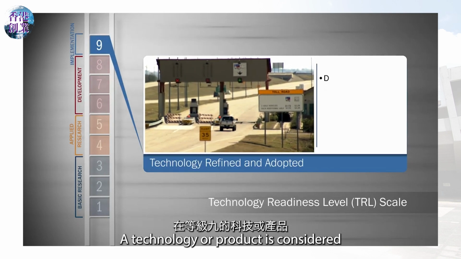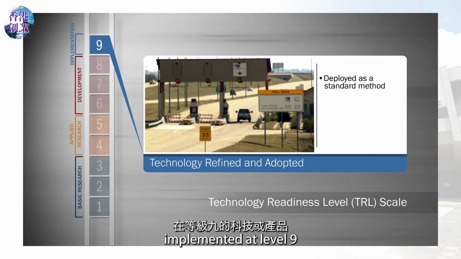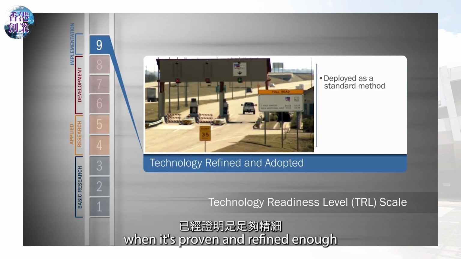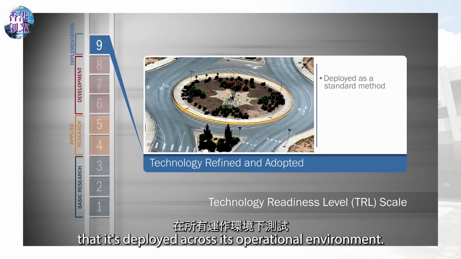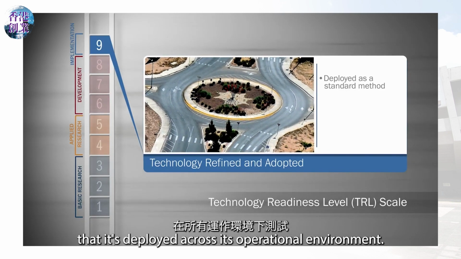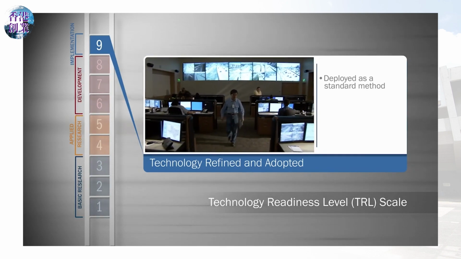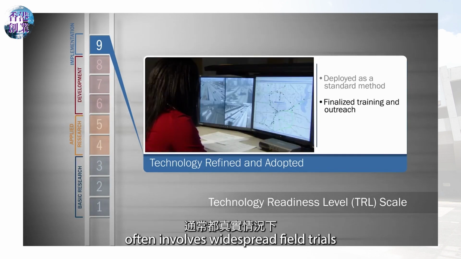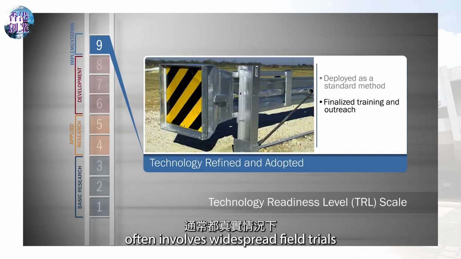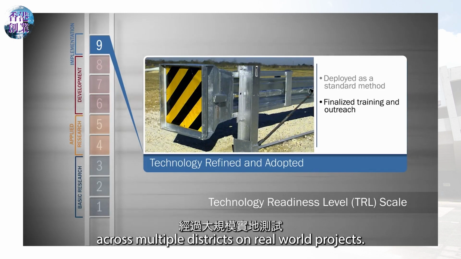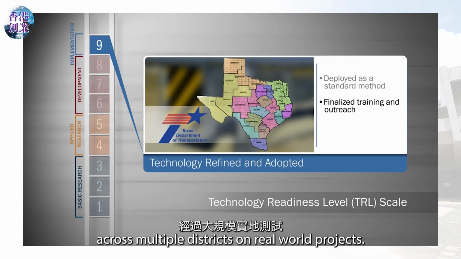A technology or product is considered implemented at level 9 when it's proven and refined enough that it's deployed across its operational environment. Getting from 8 to 9 often involves widespread field trials across multiple districts on real-world projects.